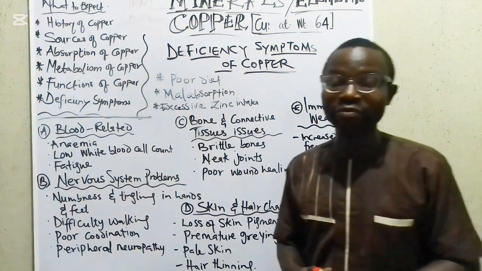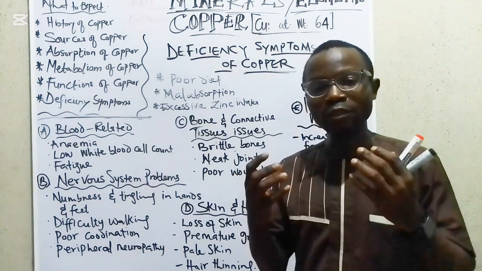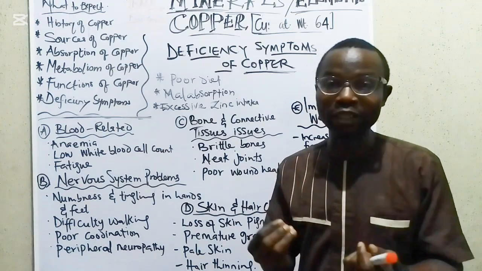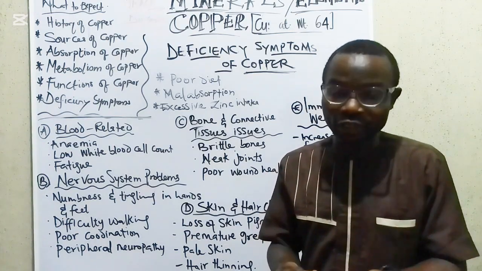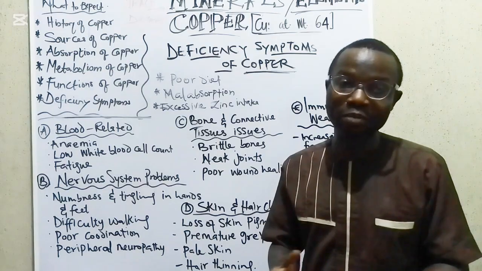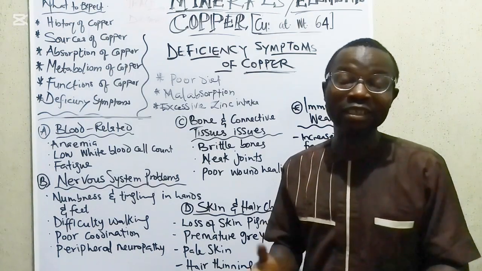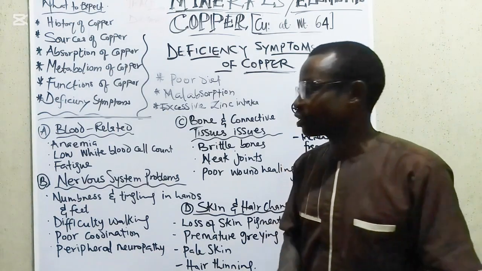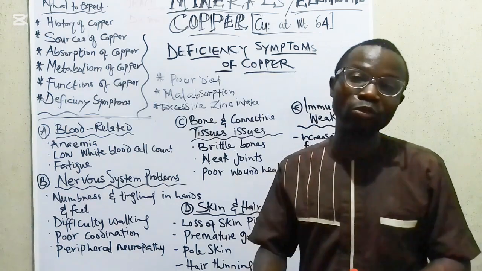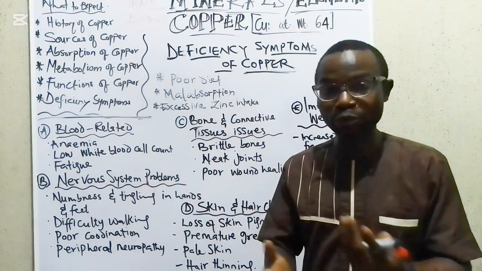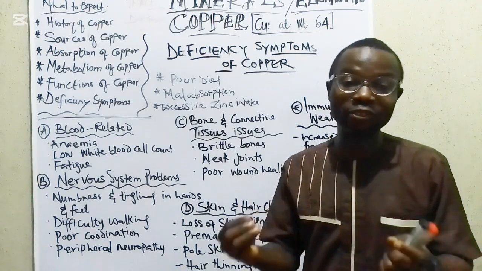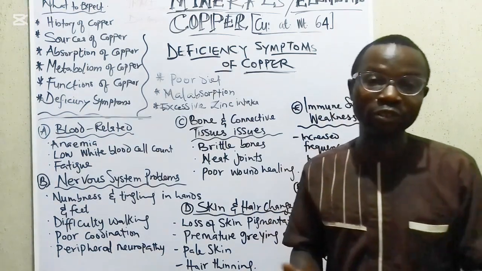Deficiency refers to a situation where a particular nutrient is not enough, doesn't meet requirements, so we refer to it as deficiency. The symptoms we talk about refer to the signs that you notice, the observable signs or proofs that this nutrient is not enough.